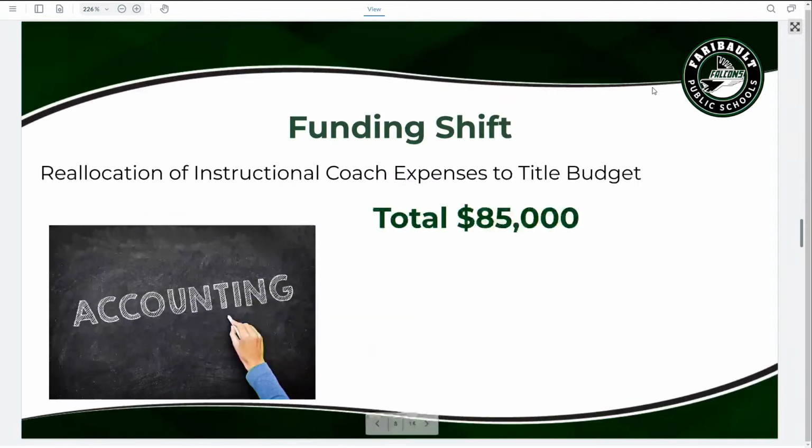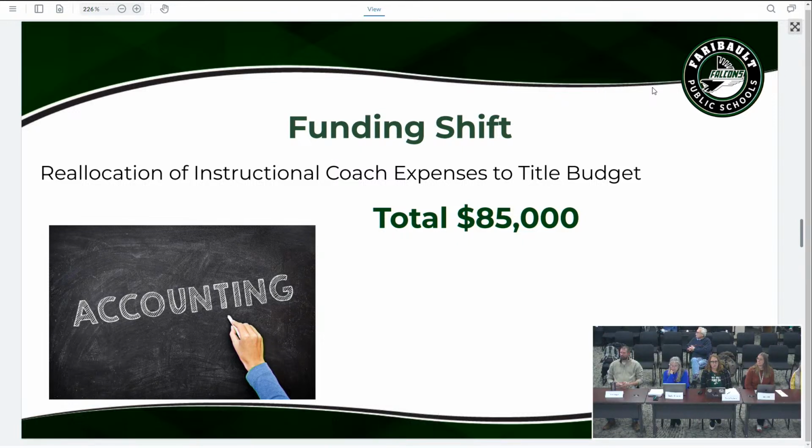But moving on is a little bit more detail. So the first item on that list includes a funding shift, and we have an instructional coach that Julie has gone through her title budget and found an opportunity to reallocate that position from the general fund into our title funds. It is an allowable expense, and so we're able to shift that and realize a real savings of $85,000 to the general fund by doing that.